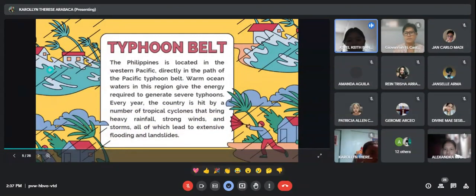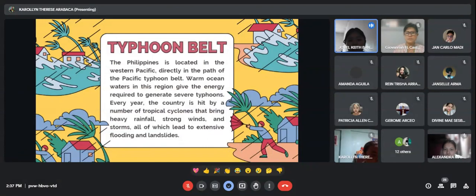For the typhoon belt naman po, yung Philippines po is located nga po sa Western Pacific wherein target po siya ng mga big storms or yung mga typhoon po. Nasa path po siya ng Pacific Typhoon Belt na nasa area ng Western Pacific na kung saan nga po nabubuo yung mga typhoons, and yung mga warm water po dito sa region na ito is tumutulong po para mas lumakas yung typhoon po.